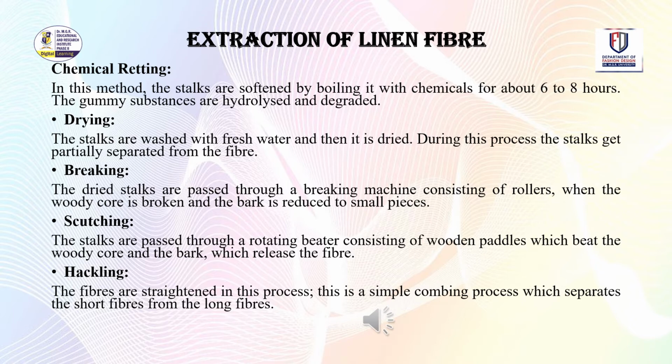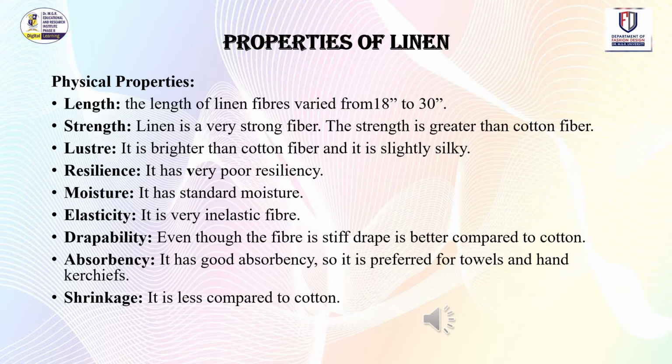Hackling. The fibers are straightened in this process. This is a simple combing process which separates the short fibers from the long fibers. The properties of linen: the length of the fiber varies from 18 inches to 30 inches. Strength is very strong. Luster, it is brighter than cotton and slightly silky.